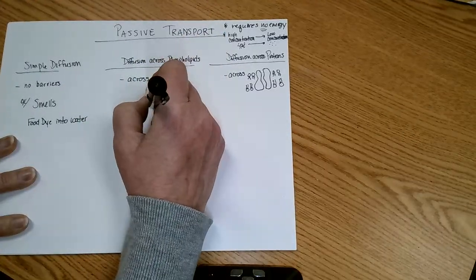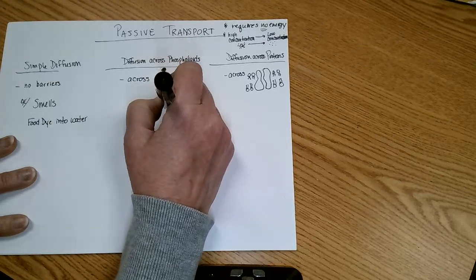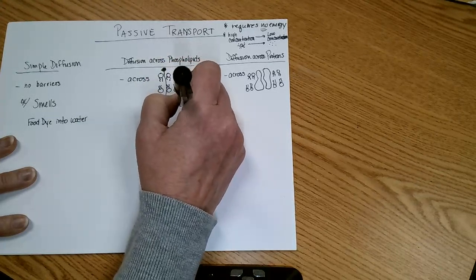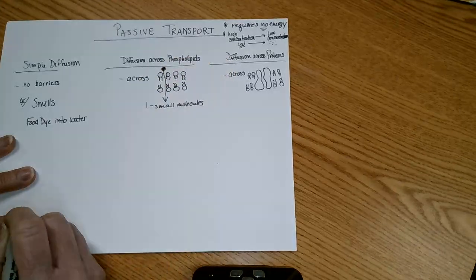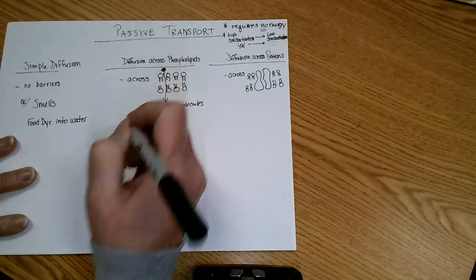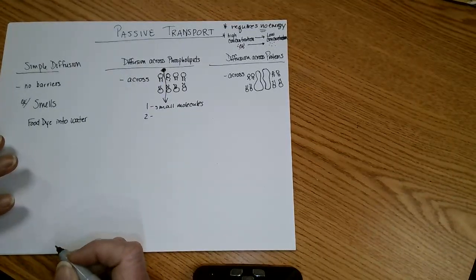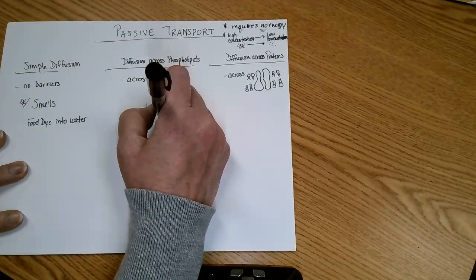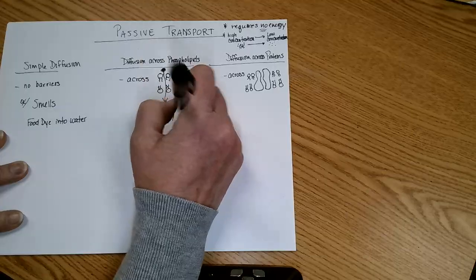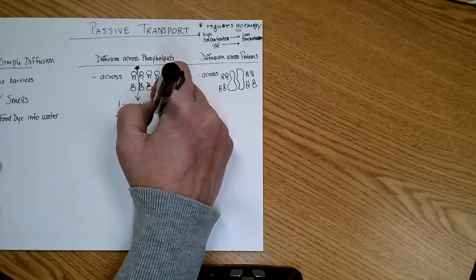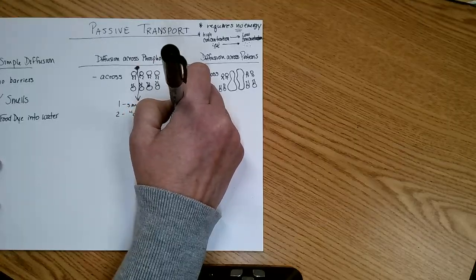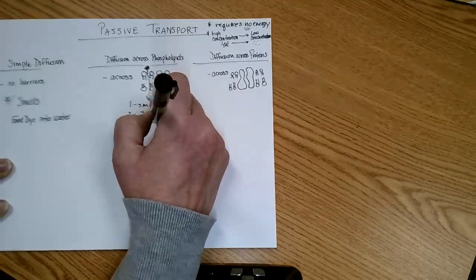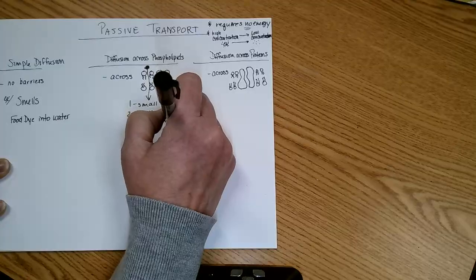One, it better be small molecules, because it's got to be small to fit through there, right? And two, it's got to be on the oily side. It's got to be like a lipid. It's got to be like oily, or what we call hydrophobic, or what we even call nonpolar.